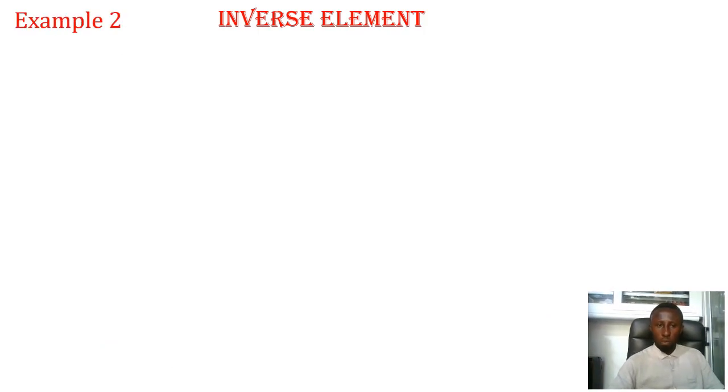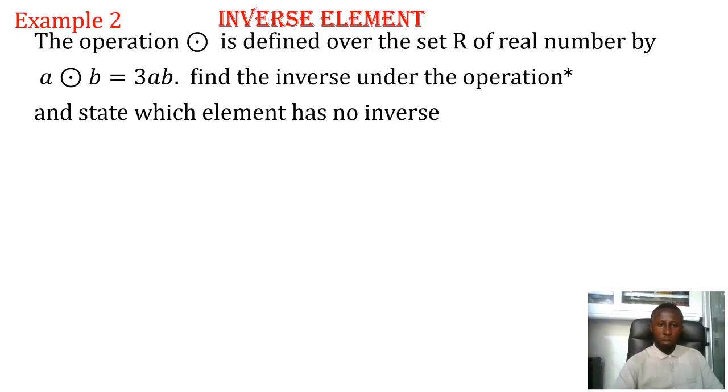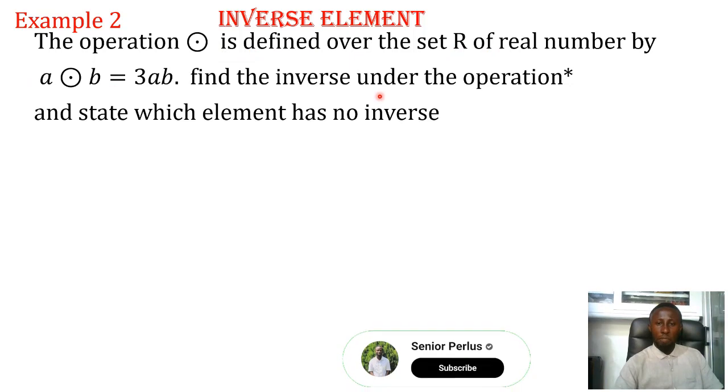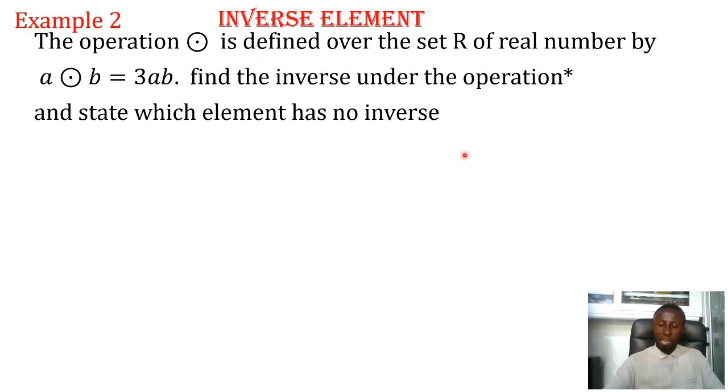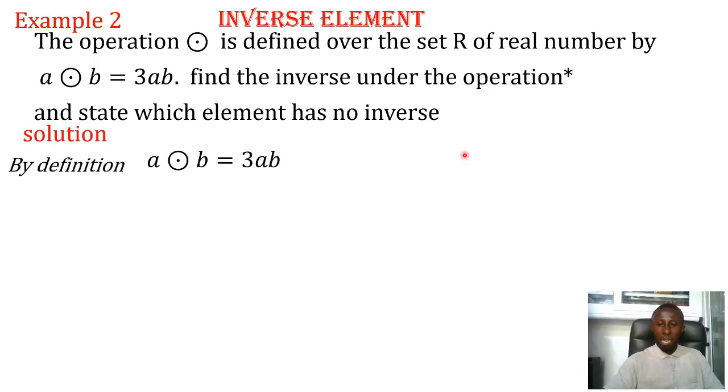So with example 2, this is our definition. The operation is defined over the set R by that definition. Find the inverse under the operation and state the element which has no inverse. Like the similar one, like I said earlier, before you solve for the inverse, we have to know your identity element under the operation. So we solve for the identity element before we can solve for the inverse. The previous example, we already solved for the identity element. That's why we said the identity element is 0.